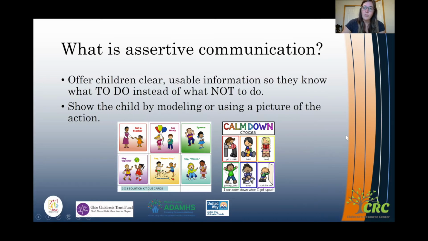So we can model for children our own self-regulation skills. If we show children that when I'm getting really frustrated, or maybe when I'm feeling upset or angry, I can take a deep breath and relax. Or I can show children some visuals, some pictures of different options that they can choose. So maybe they can get a drink of water to calm down, or maybe they could do some jumping jacks to relieve some of that energy, get some of those wiggles out.